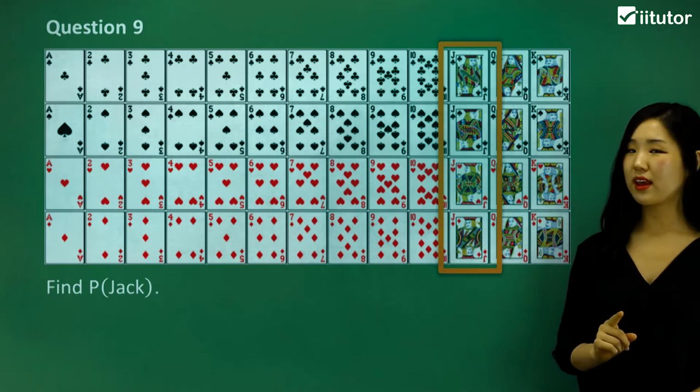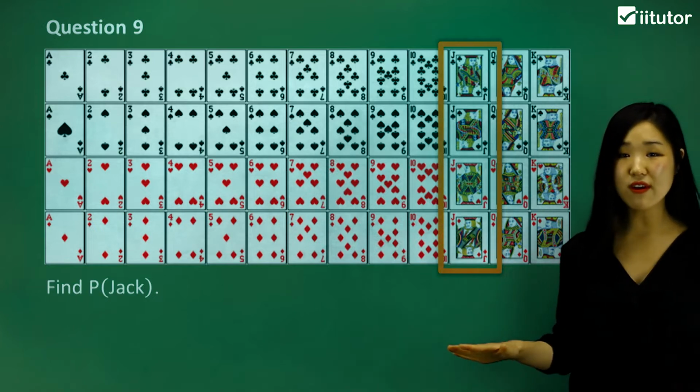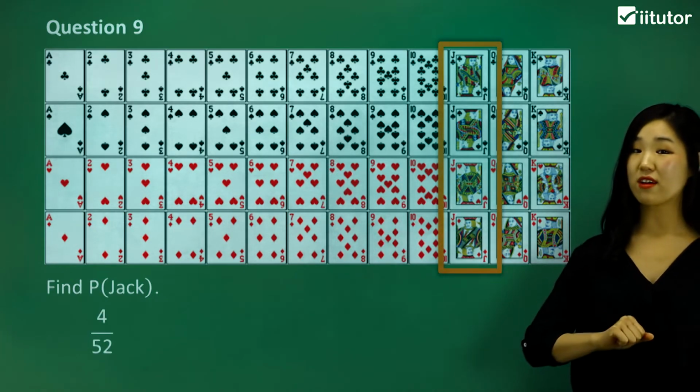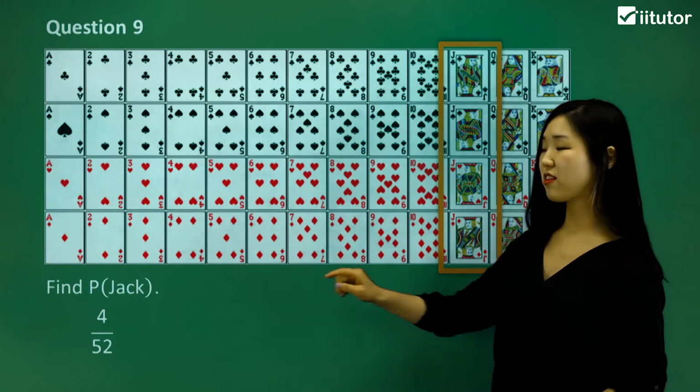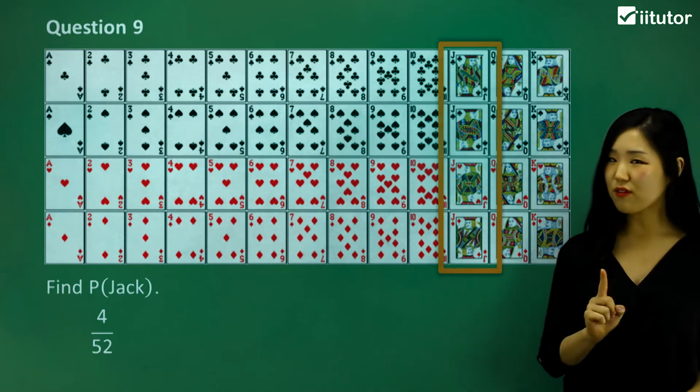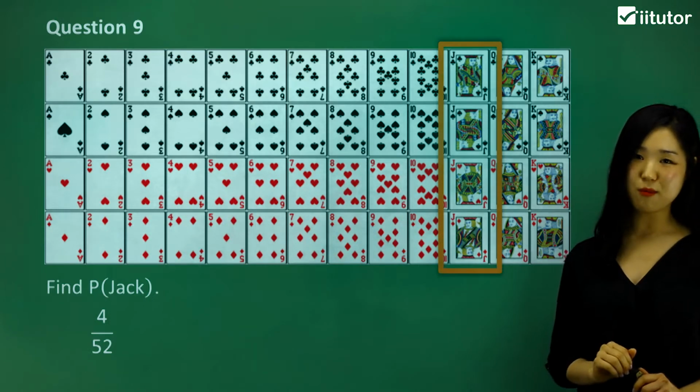But with probability, we always have to put that outcome over the total number of outcomes. So we know that there's 52 outcomes in this sample space. So for jacks, there's only 4 of them. So 4 out of 52 is our probability. But don't forget to simplify them. You always have to simplify your probability.